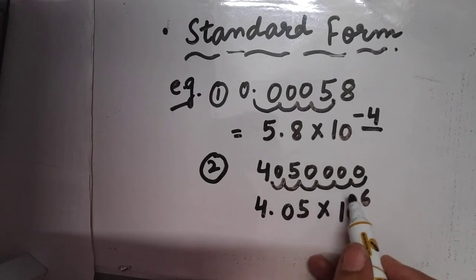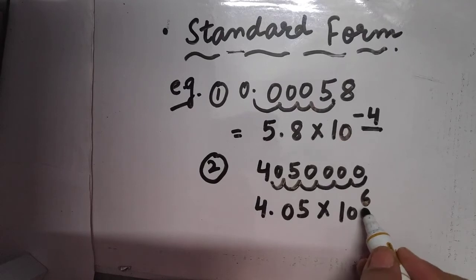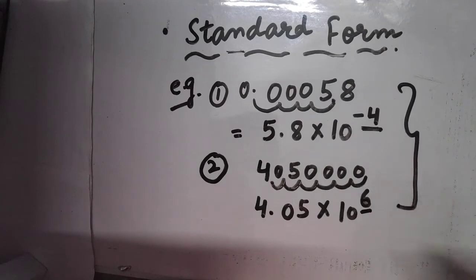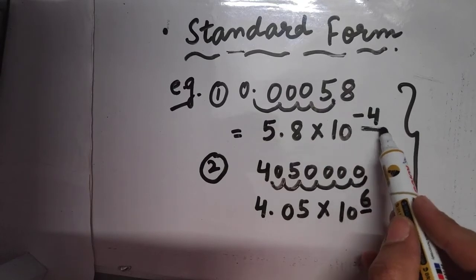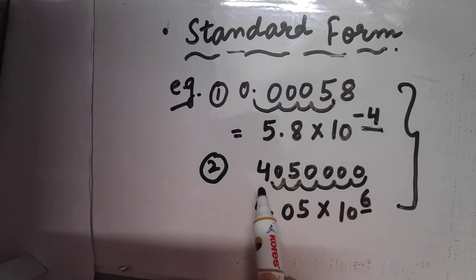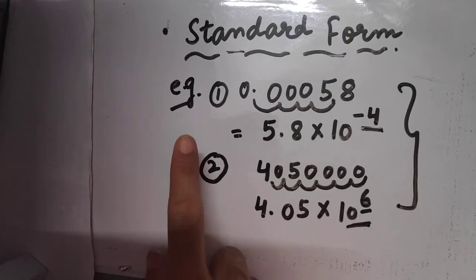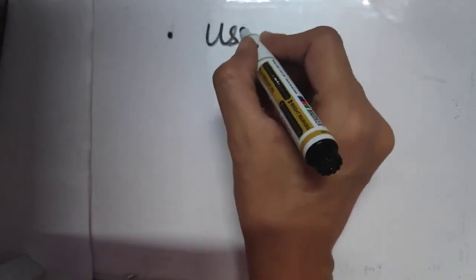6 digits I have crossed, 6 steps I have taken to reach 4. So it will be 10 raised to the power 6. It will be a positive exponent. You can see the difference in these two examples. Here I am moving the decimal from left to right, so the exponent will be negative. Here I am moving the decimal from right to left, so the exponent will be positive. It is very important to keep these two examples in mind, because these will help you solve the questions of NCERT and other questions very easily. Next topic is usual form.